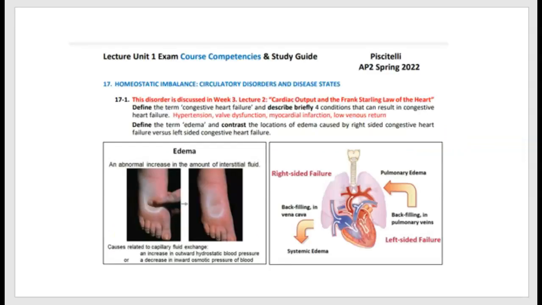Also, I'd like to let you know that you have study questions related to this topic. Study question number 17 is entitled Circulatory Disorders and Disease States, and to help you organize this material, I've put together a partial answer key with references to all the lectures that we've gone through throughout the semester. So look for that on Blackboard.